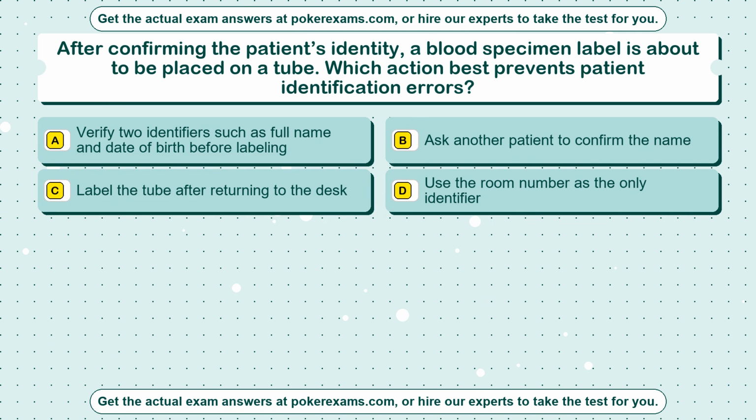Question 7. After confirming the patient's identity, a blood specimen label is about to be placed on a tube. Which action best prevents patient identification errors?